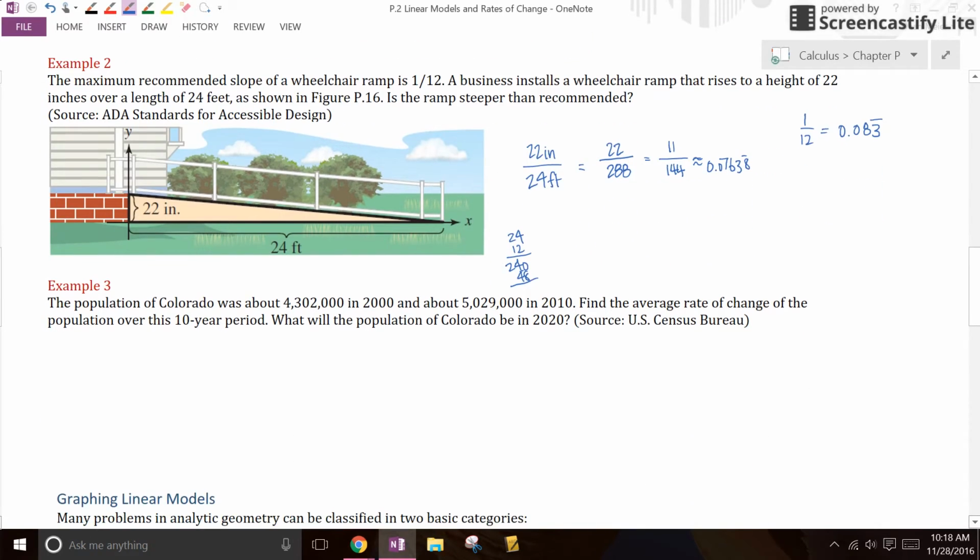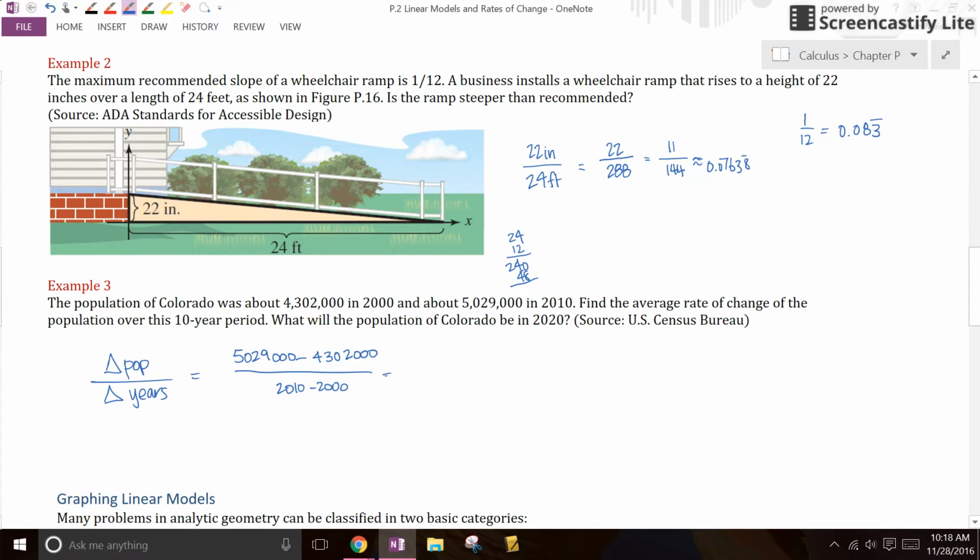Let's try example 3. The population of Colorado was this much in 2000 and this much in 2010. Find the average rate of change of the population over this 10-year period. So how would I find the average rate? Well, I would do the change in population over the change in years. That's what I would do for this problem. So the population went from 5,029,000 to 4,302,000. So that's the population change over the years, from 2010 to 2000.